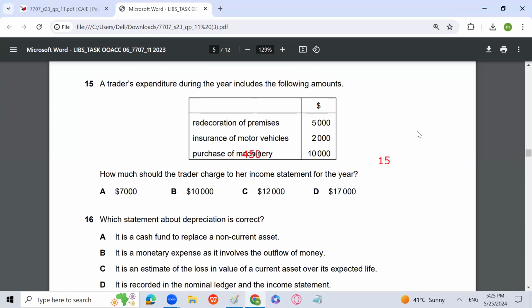A trader's expenditure during the year includes the following amounts. Let me rub it off. Redecoration of premises 5,000, insurance of motor vehicle, purchase of machinery. How much should the trader charge to her income statement for the year? Means, what is going to be the expense? Expense is going to be 7,000, so A is going to be the answer. Why, sir? Because purchase of machinery is a non-current asset. It is a capital expenditure. But redecoration of premises and insurance of motor vehicle are revenue expenditure.